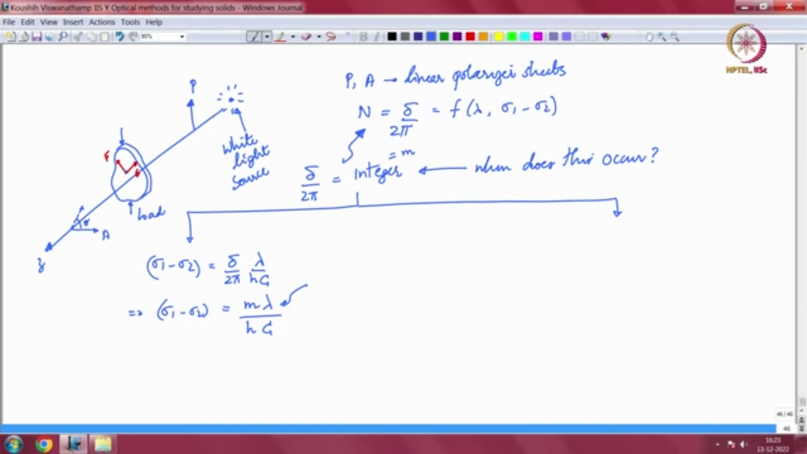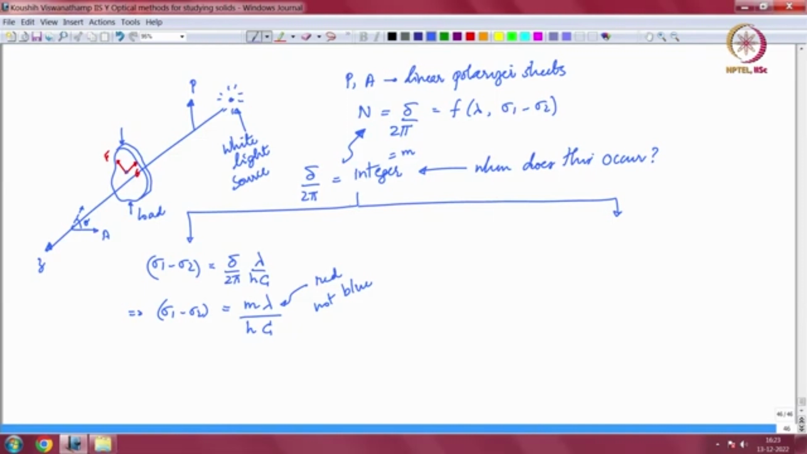So, you will not have, for example, if this is satisfied for red, then it is not satisfied for blue, clearly, because m is not changing, h is not changing, c is certainly not changing. So, you have to have a different value of sigma 1 minus sigma 2, because lambda for blue is different from lambda for red. Okay. So, if it is satisfied for red, that means the analyzer will cut out the red light.